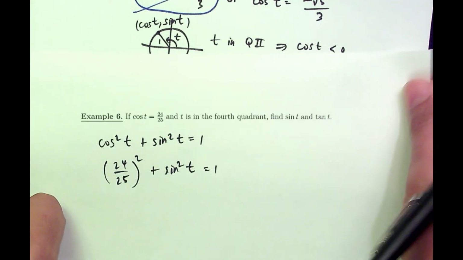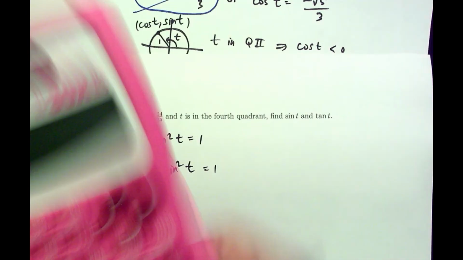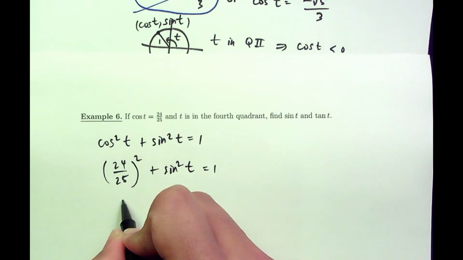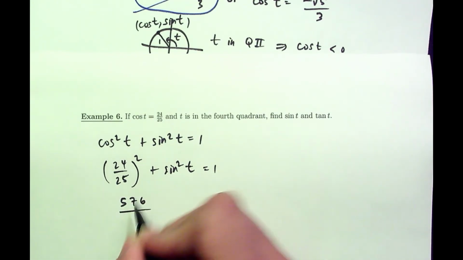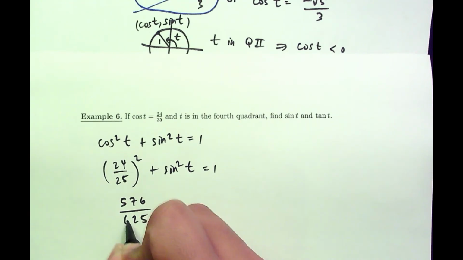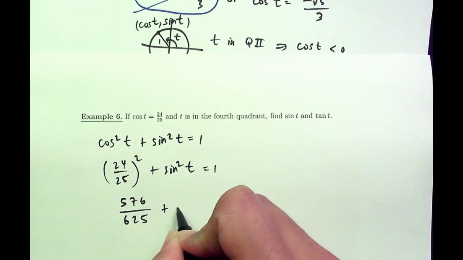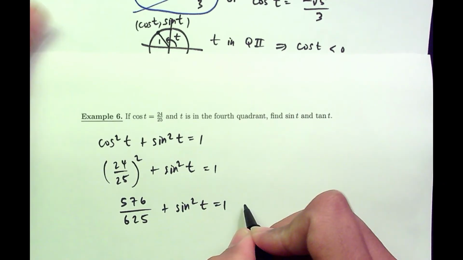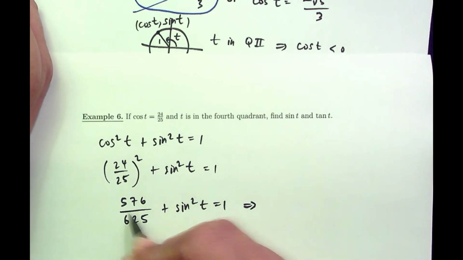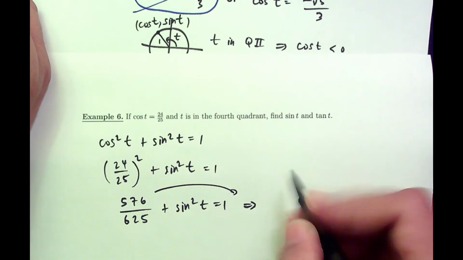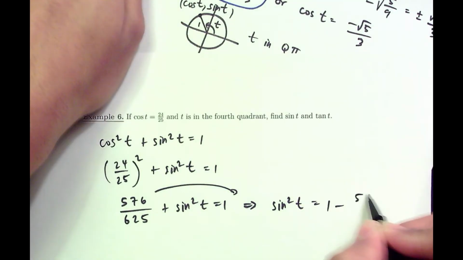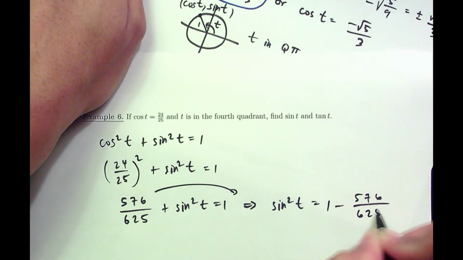And now we're going to simplify. Okay, we're going to need a calculator for this. I'm going to put this in my calculator. 24 squared is 576. 25 squared is 625. So 576 over 625 plus sine squared of t equals 1. Now move this to the other side. You're going to get sine squared of t equals 1 minus 576 over 625.